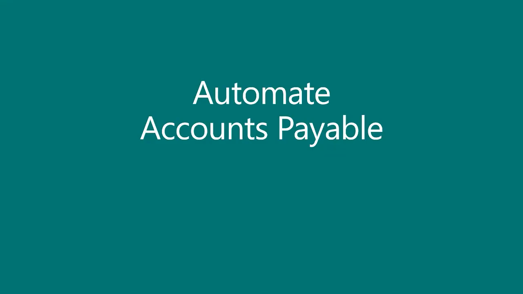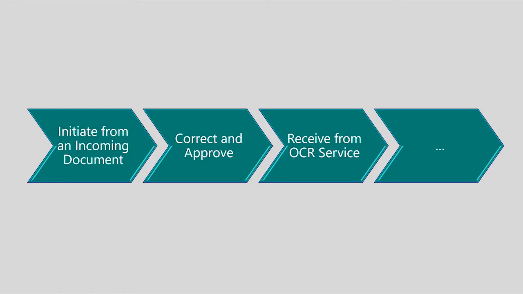In this scenario, we'll show you one way in which you could automate accounts payable process using Dynamics 365 Business Central. To do this, we'll show you how we initiate the process from an incoming document. So this is where a vendor would send me a PDF or a JPEG file. We'll scan the document, so I have an electronic format, and then we'll go ahead and correct and approve. And then we'll receive this from the OCR service. So that's the optical character recognition service. So with that, let's go ahead and begin.